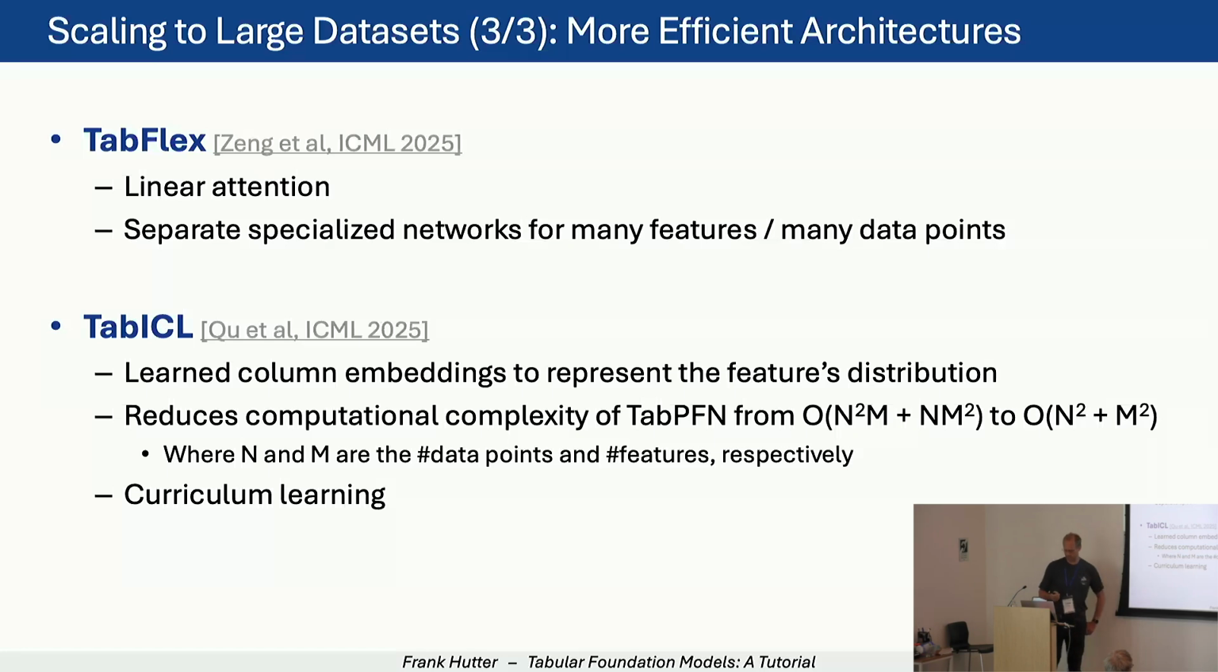And TabICL is a nice work from Gael's group, David Holzmüller. They learn column embeddings to represent the feature distributions first. And then they also have this quadratic attention, but they only have quadratic attention for one embedding per row, not one embedding per cell. And so they're only n squared, not n squared times m, which is actually the complexity of TabPFN right now. And so, yeah, this is a promising architecture that does scale a fair bit higher.